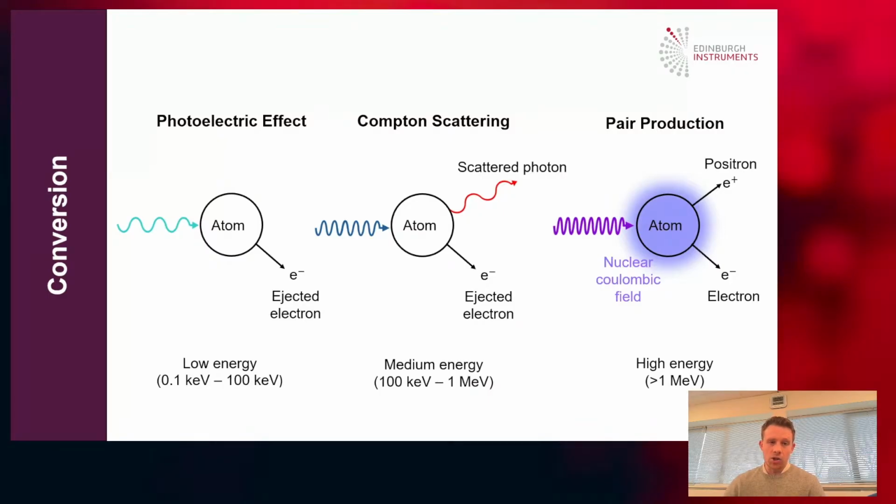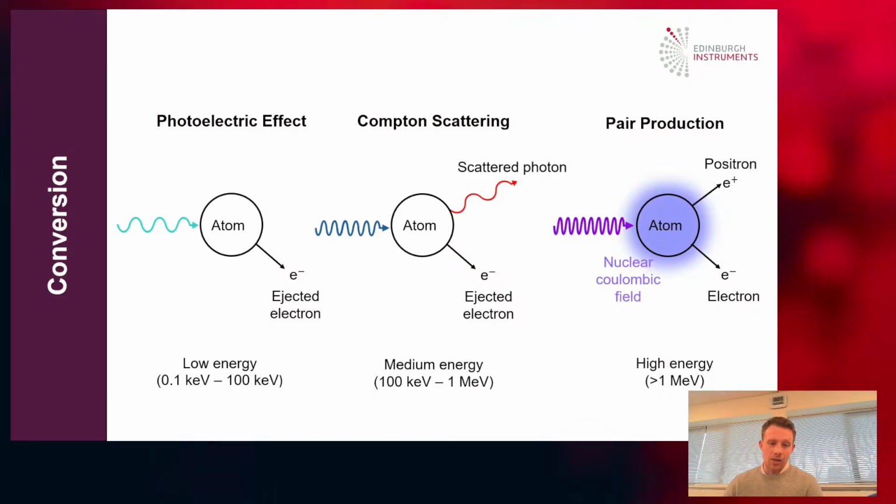So for conversion, there are sort of three different mechanisms depending on the energy of the ionizing radiation. Broadly, between 0.1 kiloelectron volts and 100 kiloelectron volts, the mechanism is dominated by the photoelectric effect. The ionizing radiation will interact with the atom and will ultimately end up ejecting a light electron.